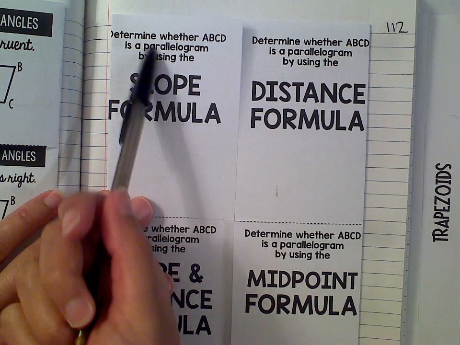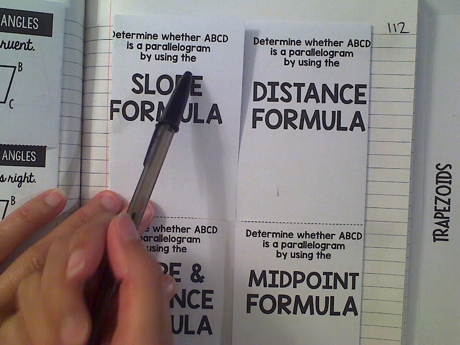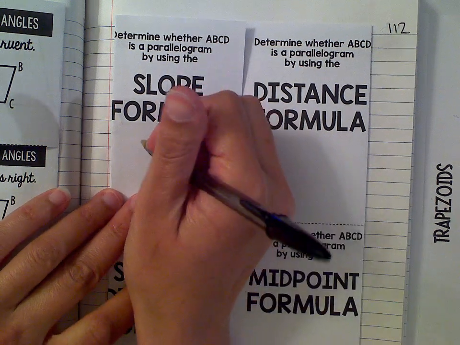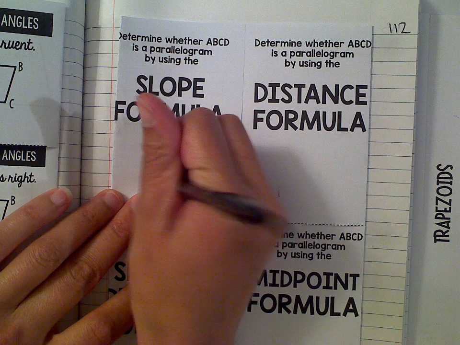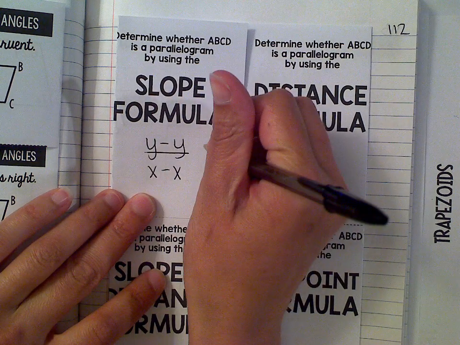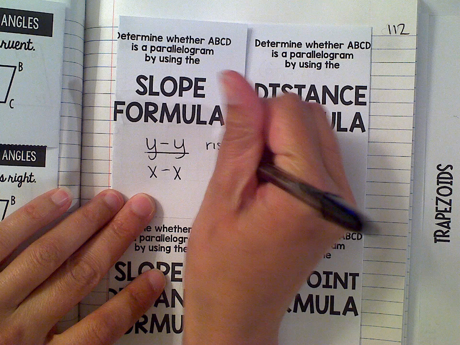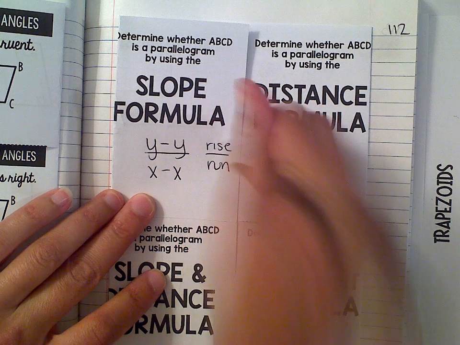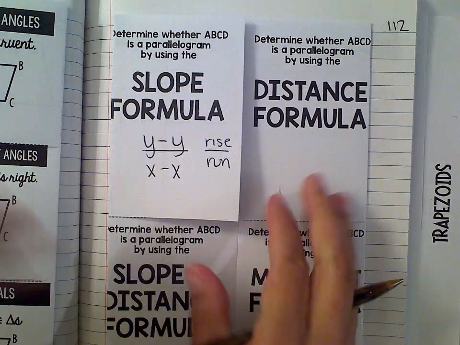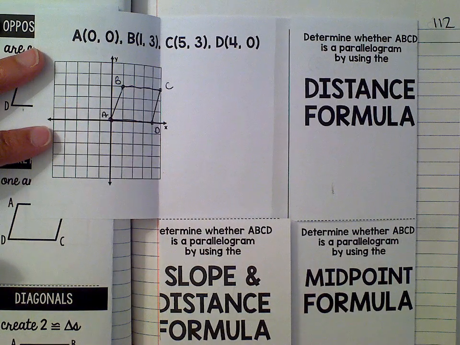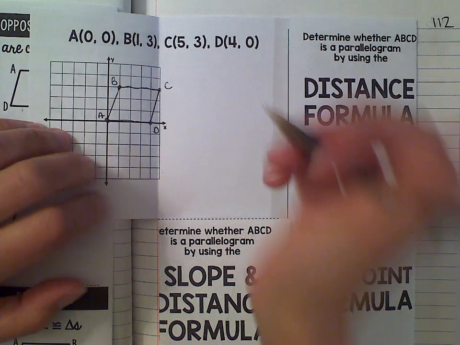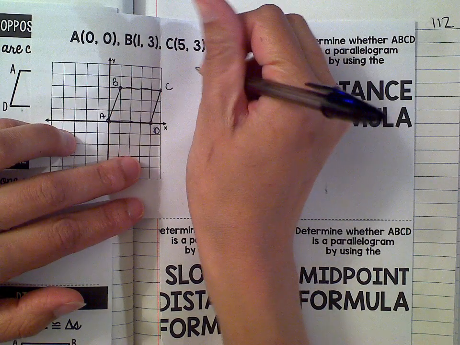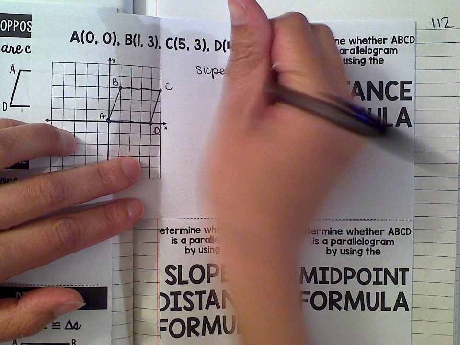So one way to determine whether something is a parallelogram or not is by using our slope formula. So if you remember, we find slope by doing y minus y over x minus x. Or, I mean, if we're looking at a graph, really just rise over run. So if we take a look inside here, just to make things a little quicker, I already plotted these points. So if you need to take a pause and plot them, then come back, that's fine.